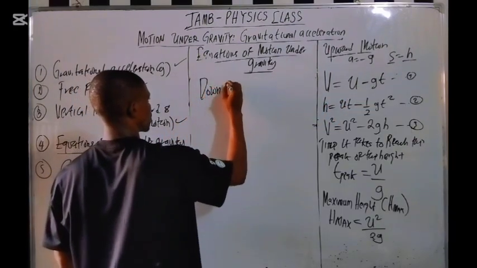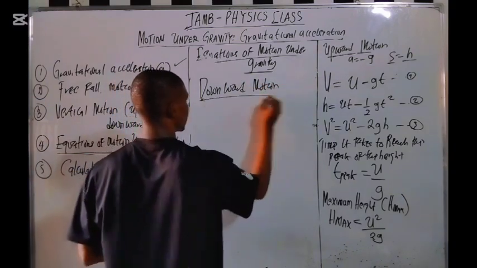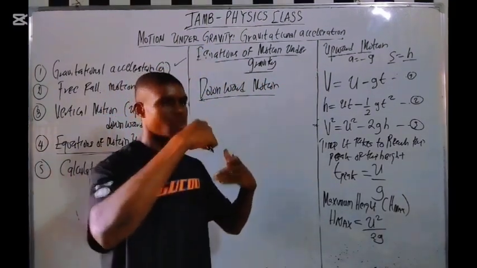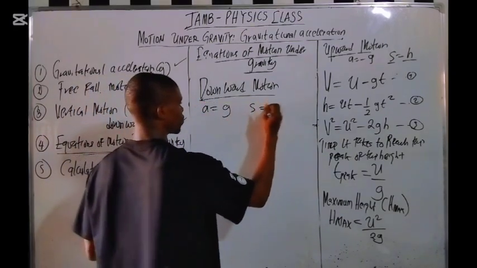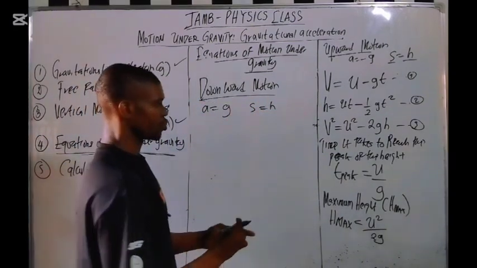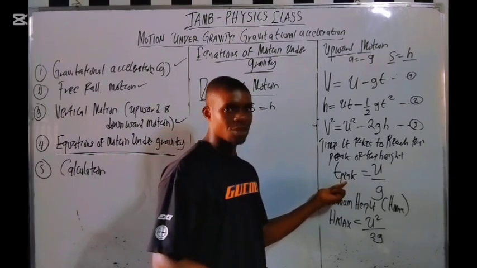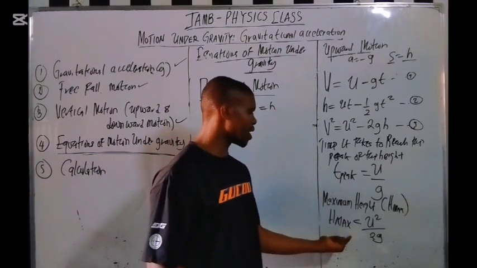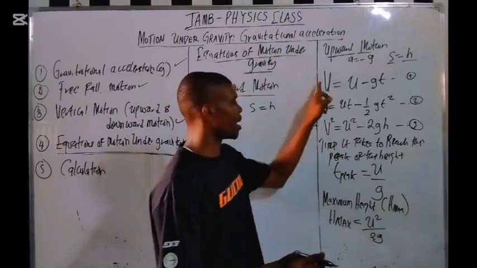Downward motion. That is free fall. So in downward motion, A is equal to G and L is equal to H. So you are not going to get the time it takes to reach the peak of the height, and we're not going to get maximum height, because it's falling from the height down. So I want to use only these three.